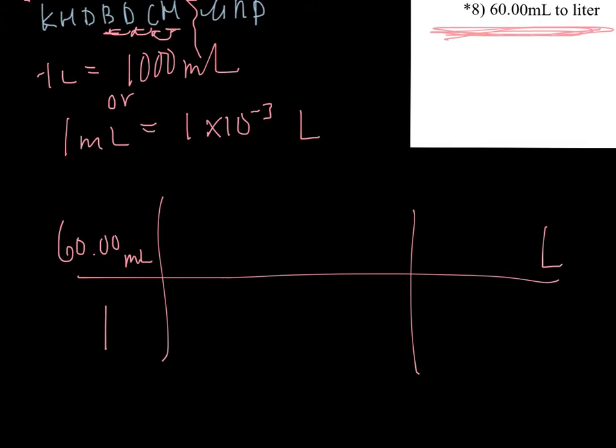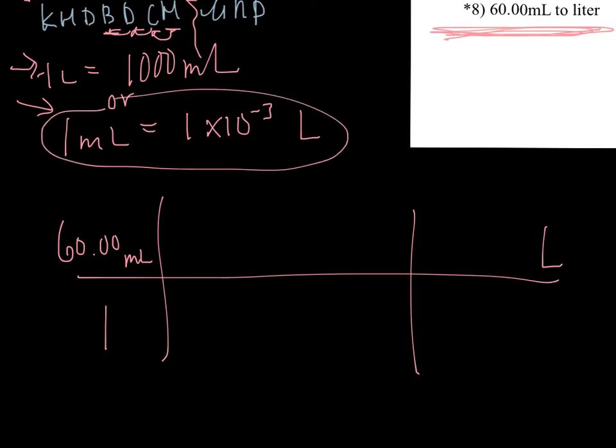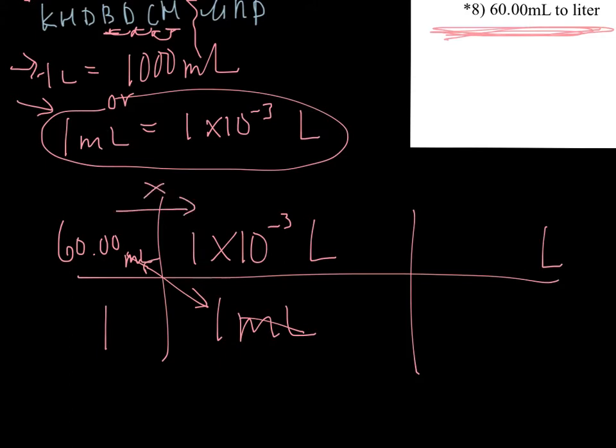So I look to see which conversion rate I want to use. I can either use this or I can use this, but to make my life simple, I'm actually going to use this one because then I can just multiply straight across. So liters go at the top, milliliters go at the bottom, cancel out my units, crisscross cancel out, then I can multiply this straight across. So my answer becomes 60 times 10 to the negative third liters.